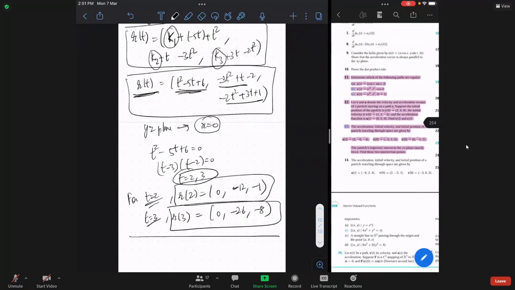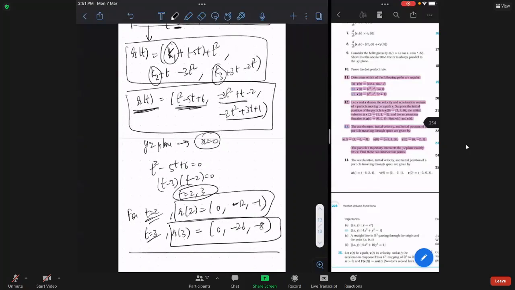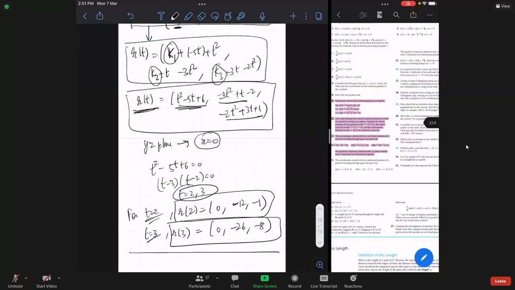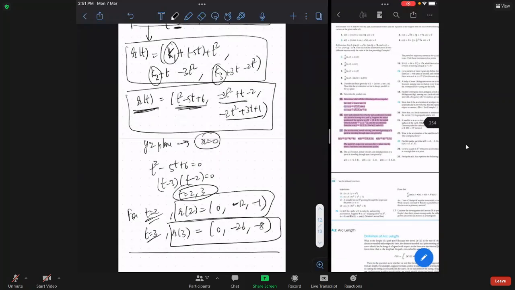Question 12, very similar. Use the same approach, you'll get some answer. I don't think there's anything else in this exercise though. Anything else?